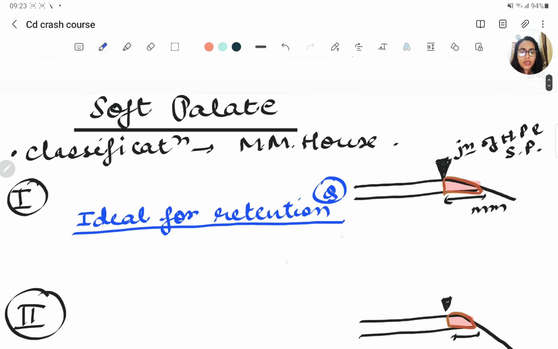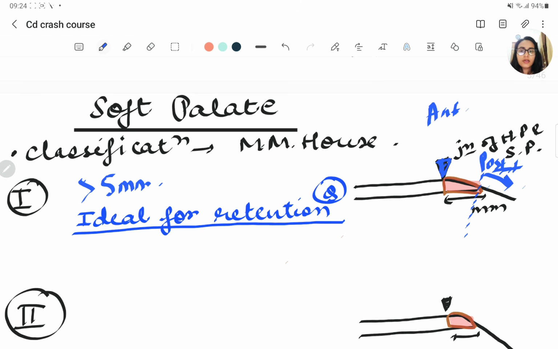So coming to the House classification for the soft palate, the class 1 soft palate is when we have more than 5 millimeters of space present. The junction between hard and soft palate and up till the posterior slope, after this is going to be the movable part. So we cannot use the movable part. We can use from the anterior vibrating line up till the posterior vibrating line. After that, it is just the movable part of the soft palate and we cannot use it.